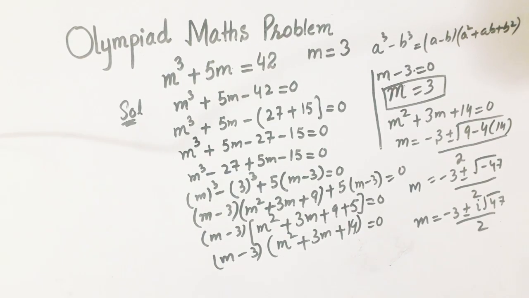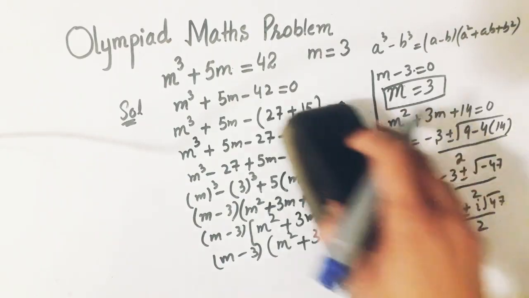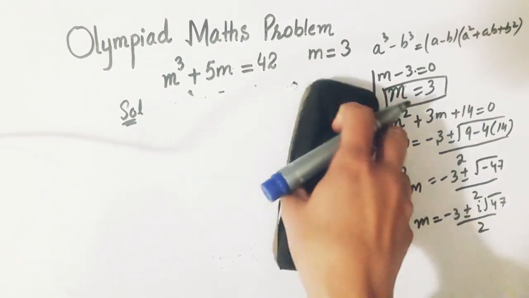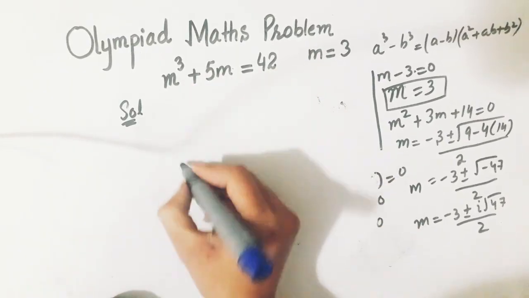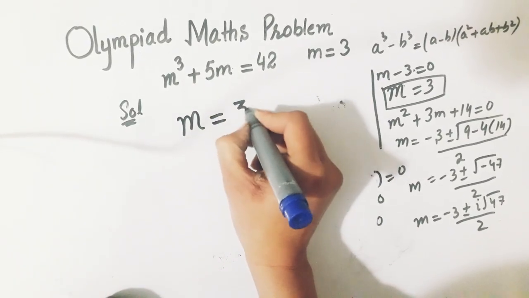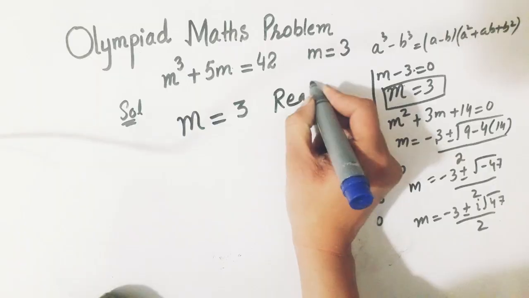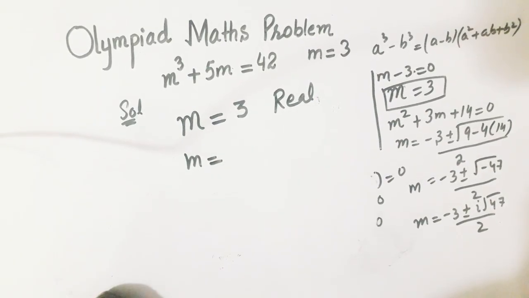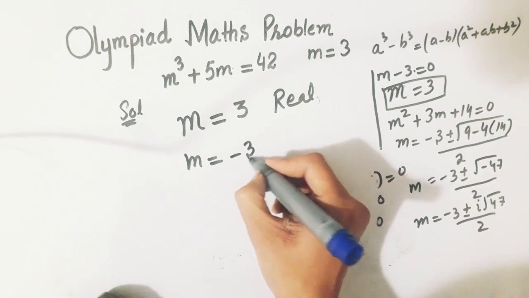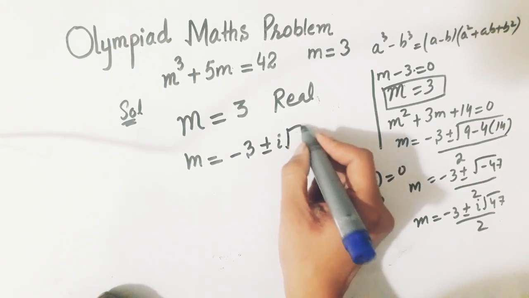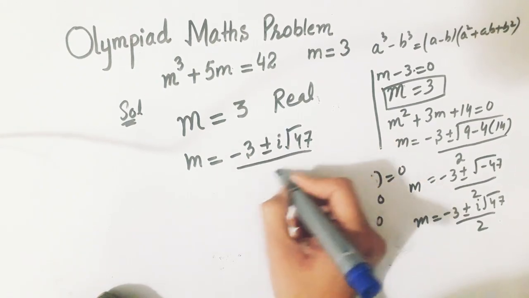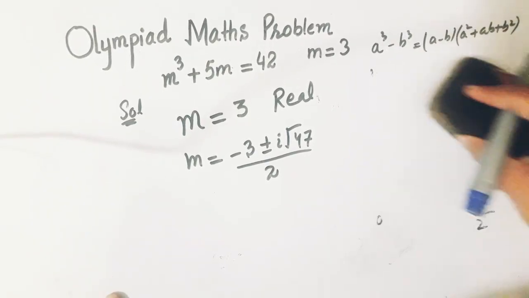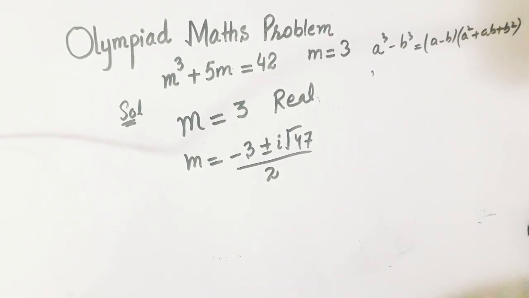Now we will write the final answer. What are the values of m? We will write that m equals 3, this is the real root, and m equals minus 3 plus minus i root 47 by 2. So this is the final answer.